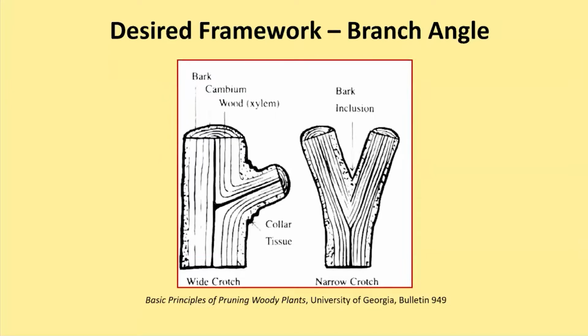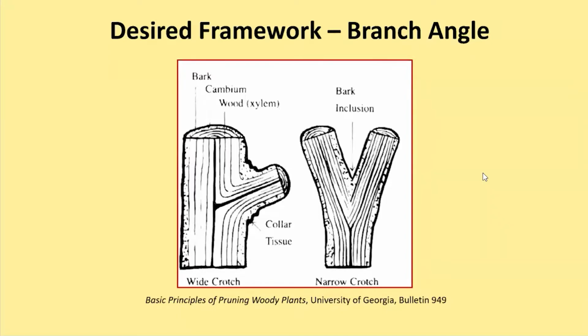And the branch angle, when two branches join, whether it's a side shoot joining a trunk or just two branches coming together, ideally, the angle of attachment should be about 45 degrees or wider. If we have a very narrow attachment, like in the illustration on the right, often bark will grow into the point of attachment and keep the attachment from becoming strong, because the bark interferes with the hardwood growing together.